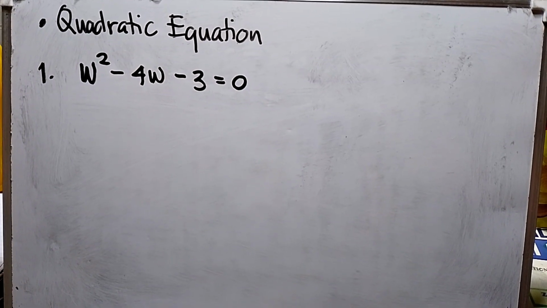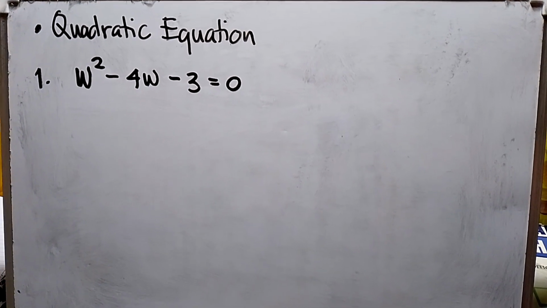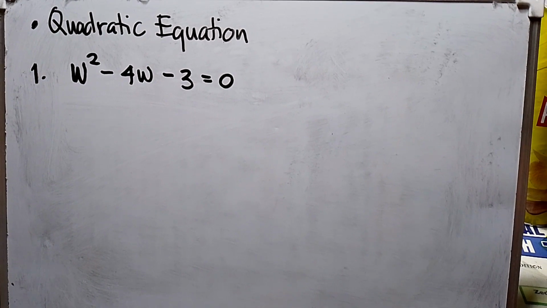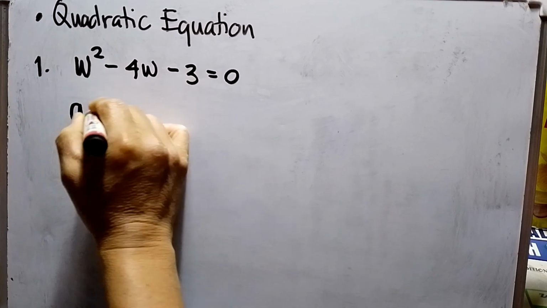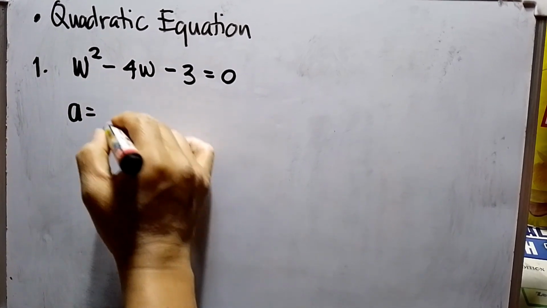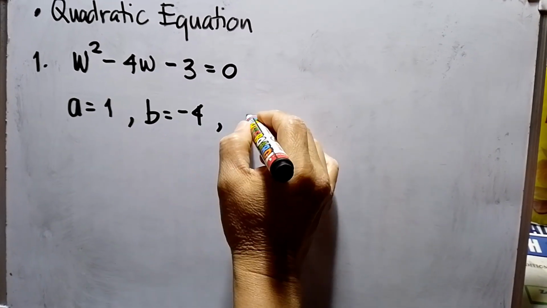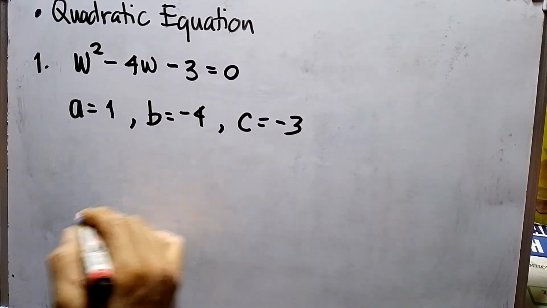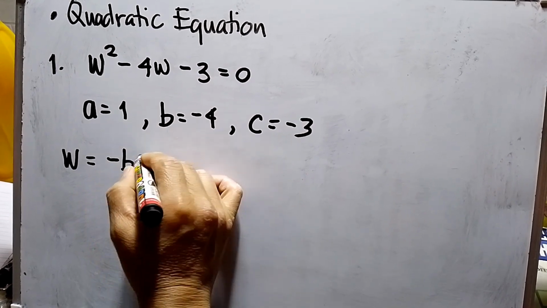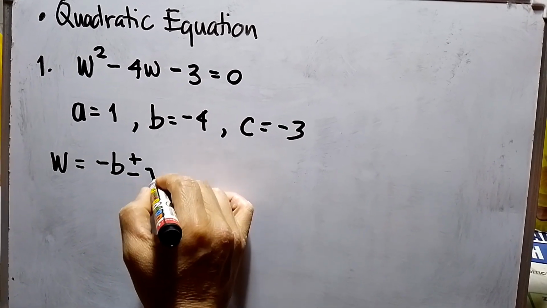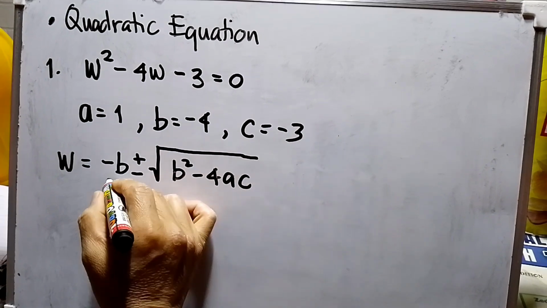Hello to my viewers. Today's topic is about quadratic equations. So I have here number 1, w squared minus 4w minus 3 is equal to 0. So I need to get the coefficient of w squared, which is 1, and then for w, negative 4, and then for the constant is negative 3. Then I will apply the quadratic formula, which is negative b plus minus square root of b squared minus 4ac all over 2a.